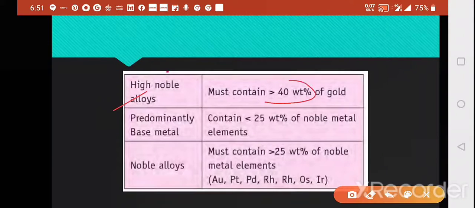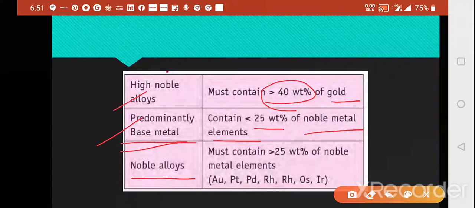It contains more than 48% of your gold. And in case of predominantly base metal alloys, which are base metal, they contain less than 25% of your noble metal elements. And what are noble alloys? Which contain more than 25% of your noble metal elements. And noble metal elements include your gold, platinum, palladium, ruthenium, iridium, osmium. So noble alloys are which contain these values more than 25%. Base metals are which contain these metals less than 25%.